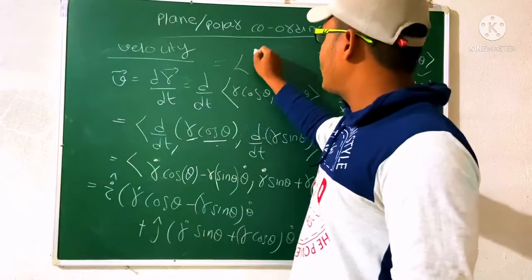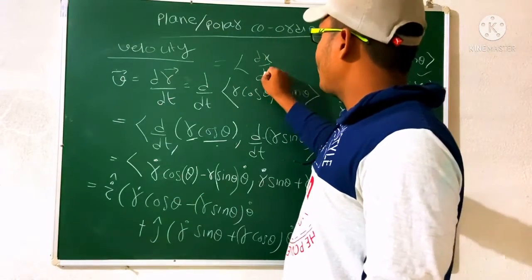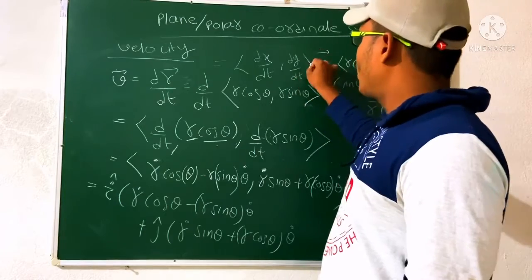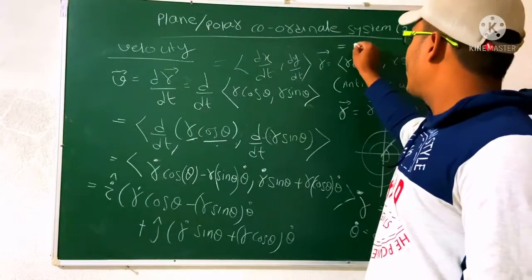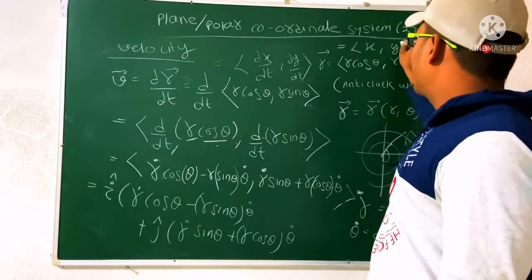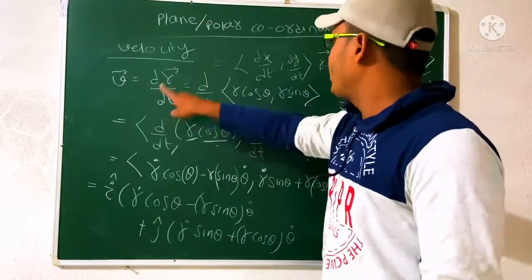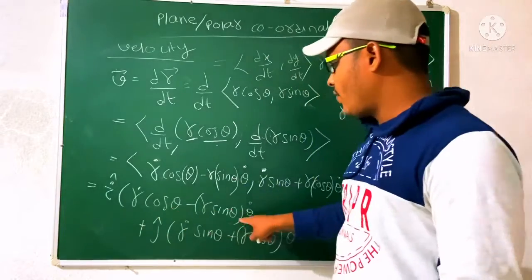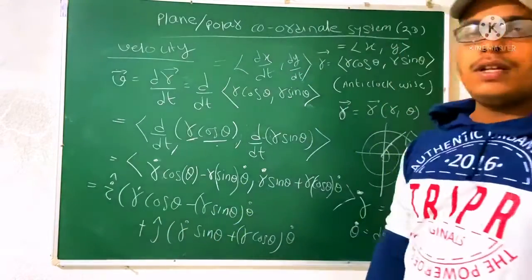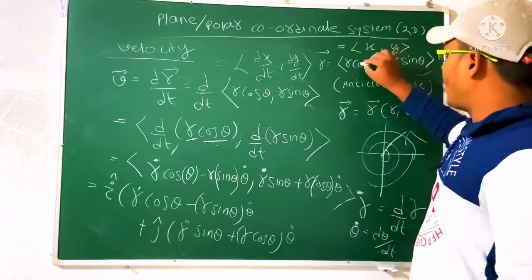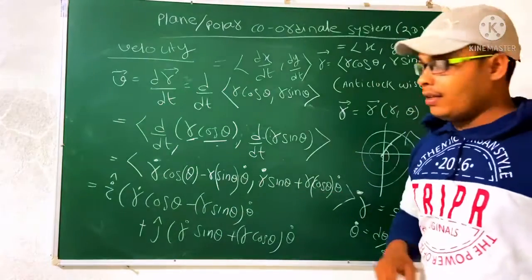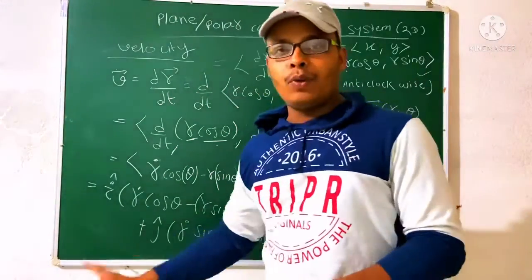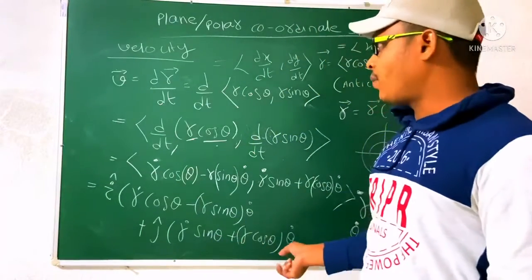So this is dx by dt i cap and dy by dt j cap, because our r is nothing but x i cap plus y j cap. You take the time derivative, that will be dx by dt and dy by dt, because x equals r cos theta, y equals r sin theta. But still, this is not in polar form.